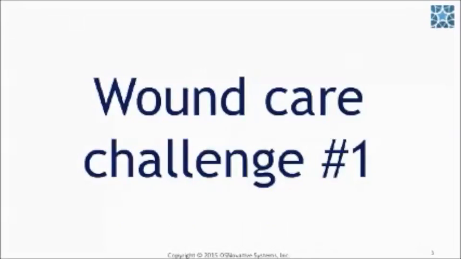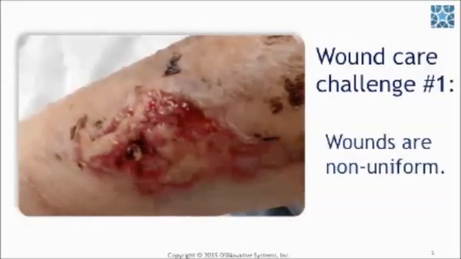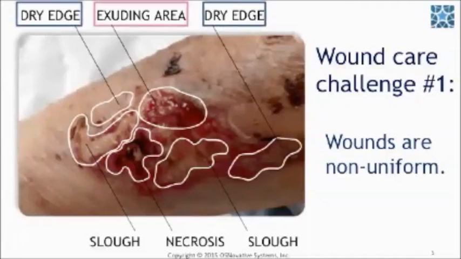Today, the number one wound care challenge that medical professionals face is that wounds are complex, non-uniform systems, and treating an unstable system is very difficult. Various wound tissue types and areas with various levels of drainage coexist within the wound. Some parts are dry, some parts are exuding, there are areas of necrosis and slough.